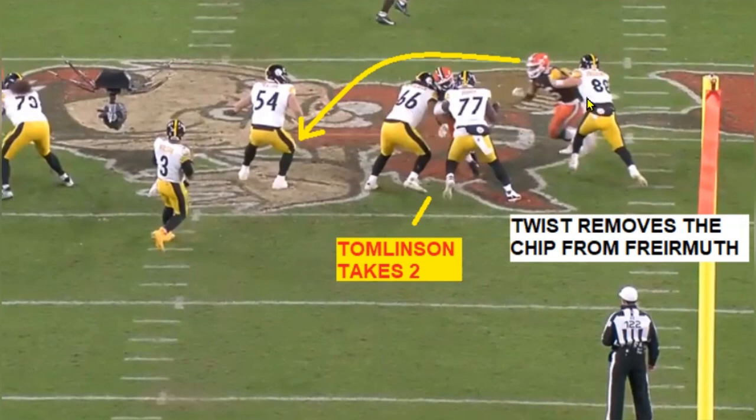Now, Freiermuth wants to chip, but he can't chip because Garrett's on a twist inside. So the twist removes the chip from Freiermuth, which is very, very important because now, literally, we talk about Jim Schwartz finding matchups. He's going to be on this young center here who has no chance with the short area quickness, hands, and violence of Myles Garrett coming inside. Once again, the key is Tomlinson taking 2.